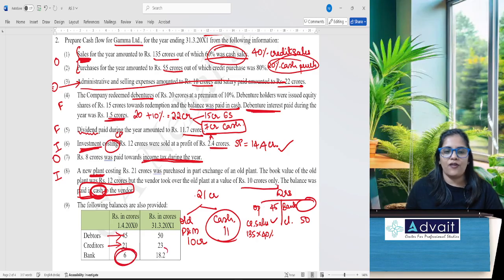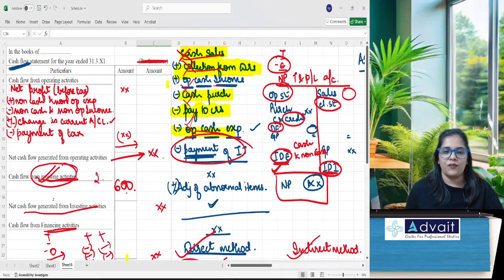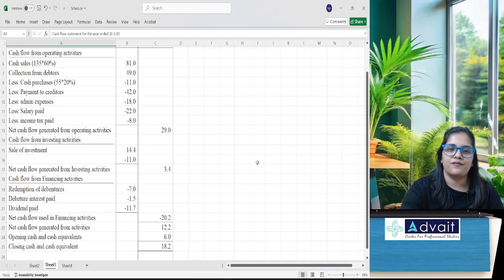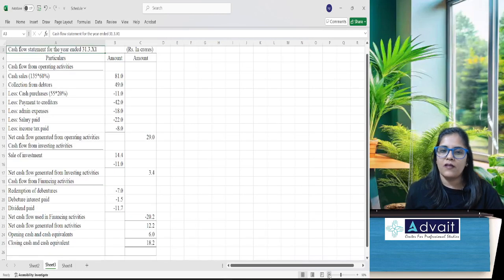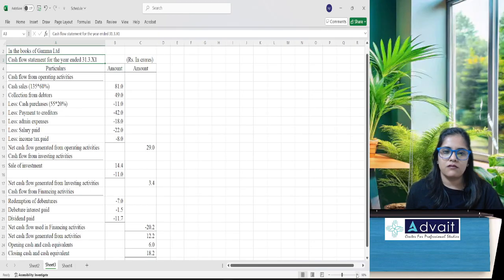And thereafter, we prepare our cash flow statement. This will be opening balance of cash flow. This will be the closing balance of cash flow. So this is how your answer should appear. Okay. We start with cash sales, collection from debtors. Okay. Cash purchases, payment to creditors, admin expense, salary expense, income tax paid. Then this is sale of investment, and this is the purchase of plant and machinery. Redemption of debenture, interest and dividend, and thereafter. So guys, see, if you can see, the answer I have got is 18.2.